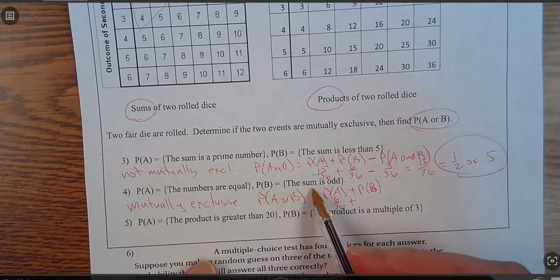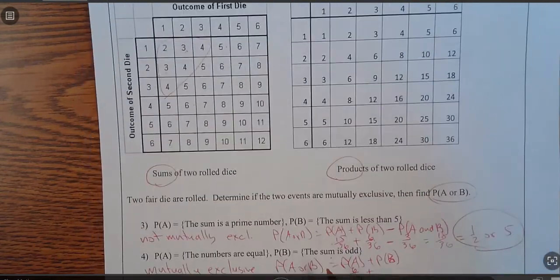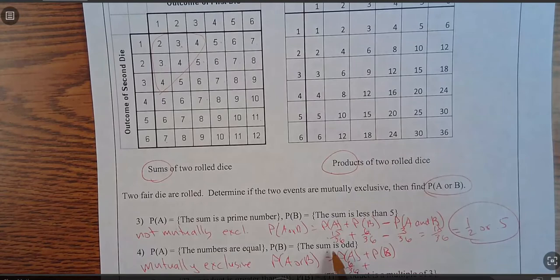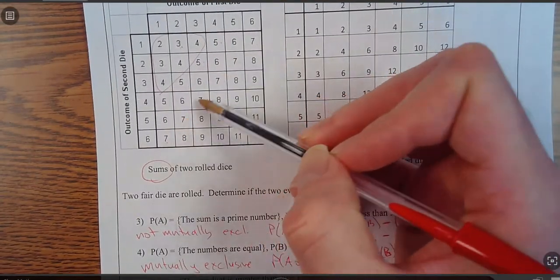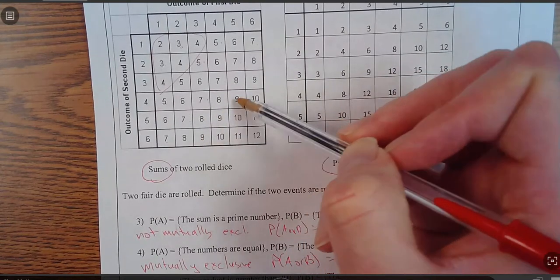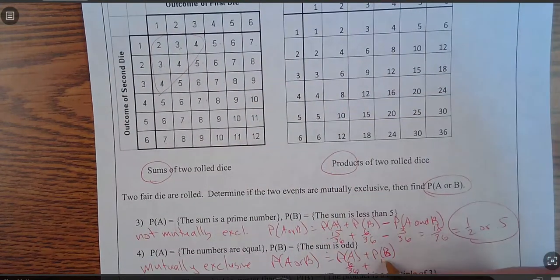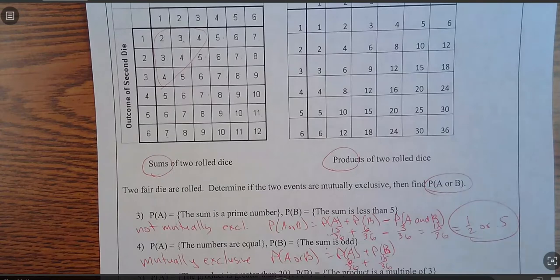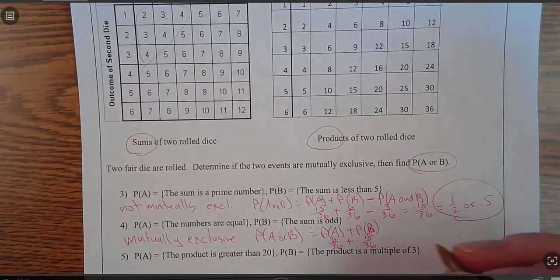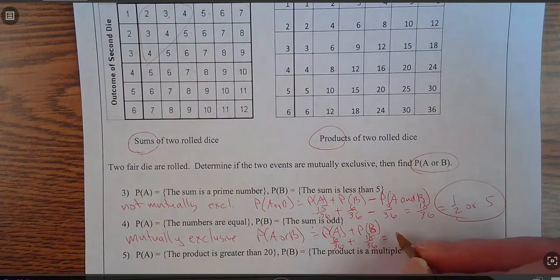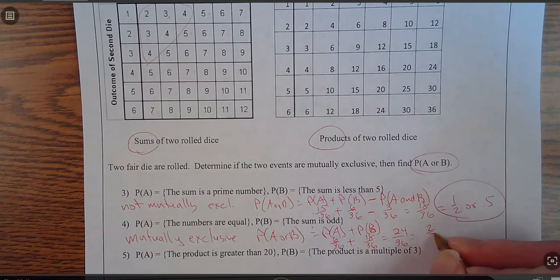And then how many sums are odd? So go through and look at all the odds here. So 1, 2, 3, 4, 5, 6, 7, 8, 9, 10, 11, 12, 13, 14, 15, 16, 17, 18. 18 out of 36. Now when I did that, I looked at those two, none of them overlapped. So I just need to add those two together. 24 out of 36, which is the same thing as 2 out of 3, or 0.667.